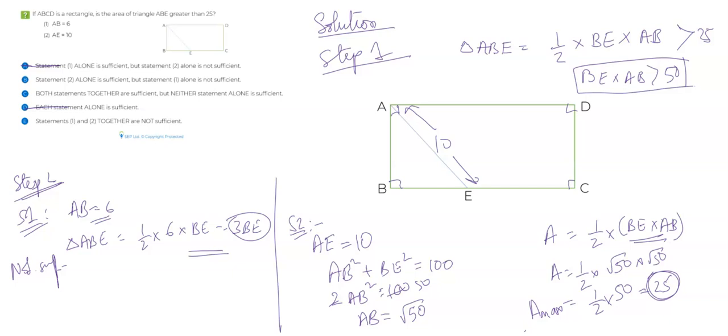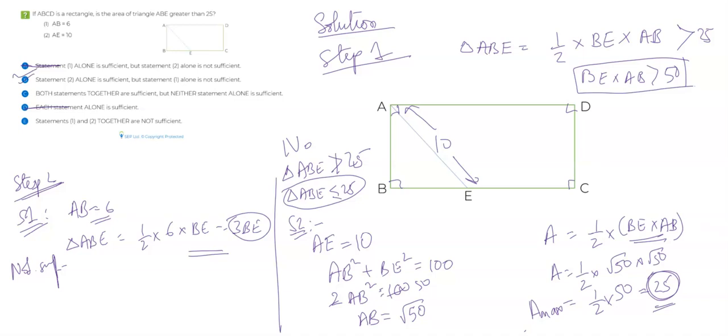Now you may wonder, why are we doing all this? Well, we are doing all this because the question is: is the area greater than 25 or not? Now if somehow we prove that the area's maximum value is 25, it cannot exceed 25, then we are able to answer the question that no, the area of triangle ABE is not greater than 25. The maximum that it can be is 25. So all we can say is that the area is less than or equal to 25, nothing else. Okay, and from this, since this statement is sufficient, we'll say the correct answer is option B.